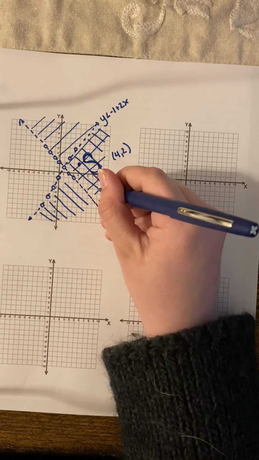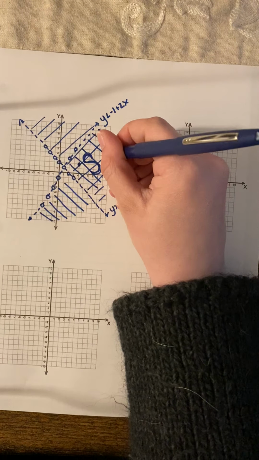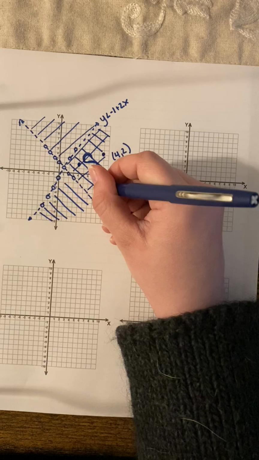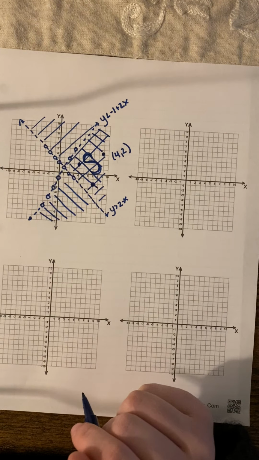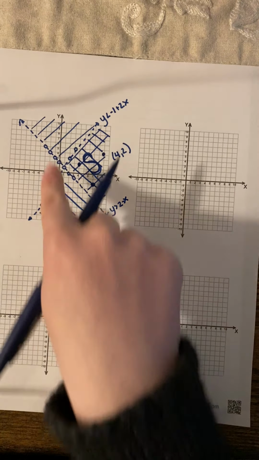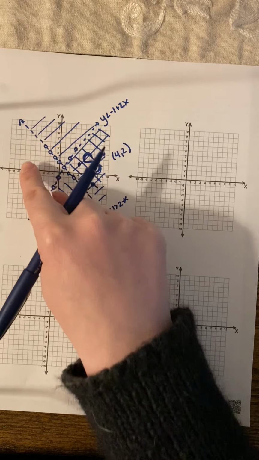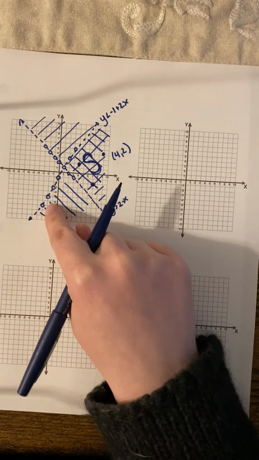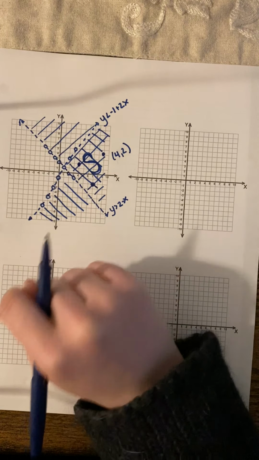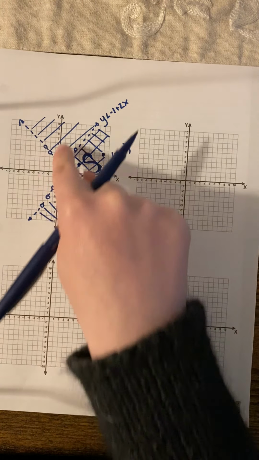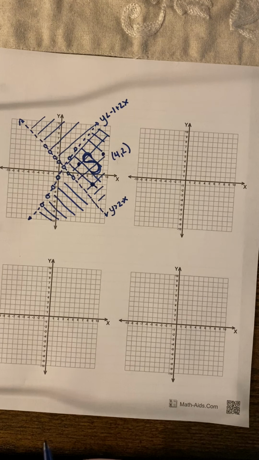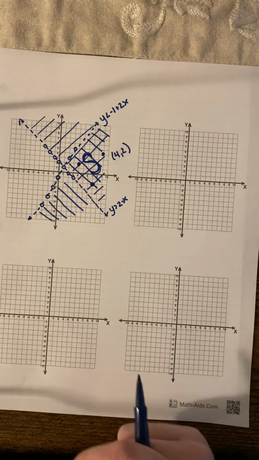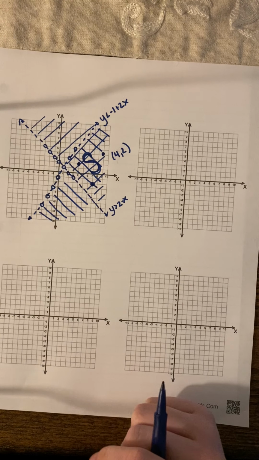You could pick any point in this area. I could have picked this point. I could have picked this point, okay? As long as it's where they overlap. This would not be okay. Something over here would not. Something over in this area would not be okay. This would only be a solution to this line. In order to be a solution to the system, it has to work for both, okay?